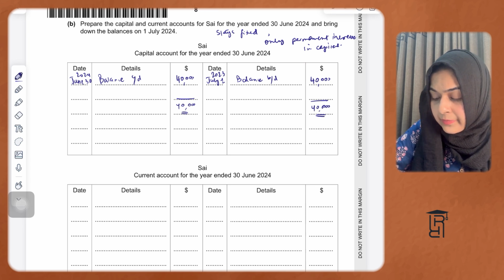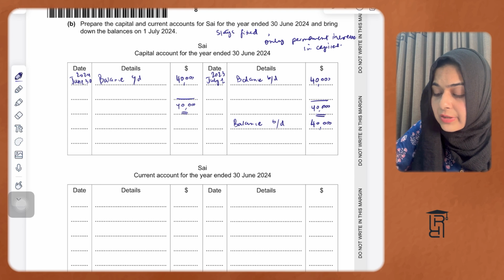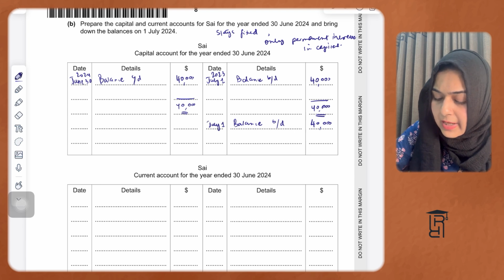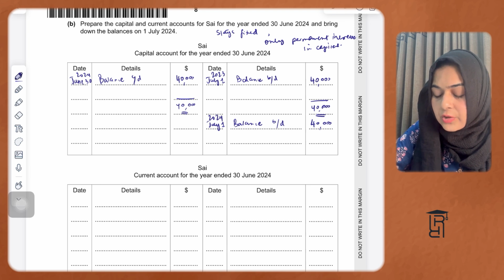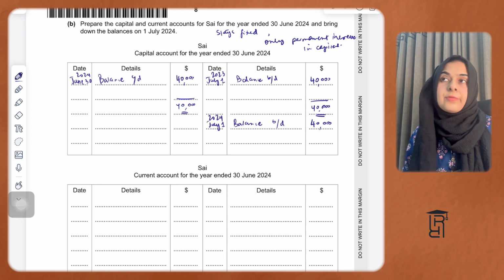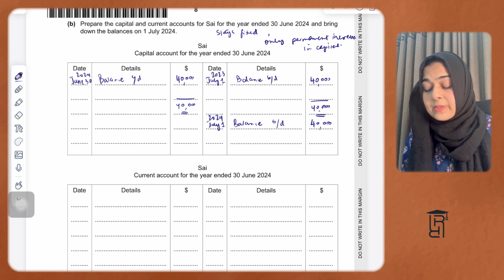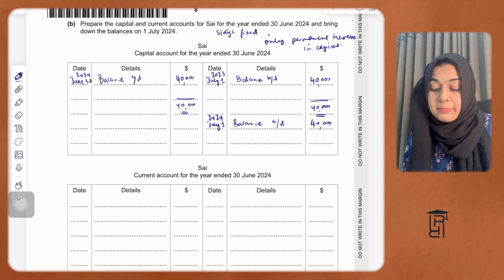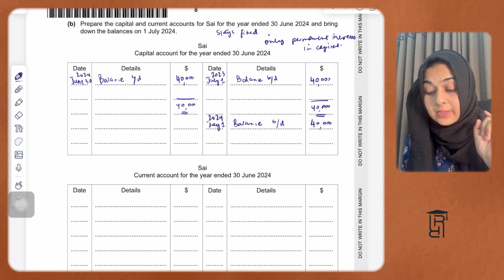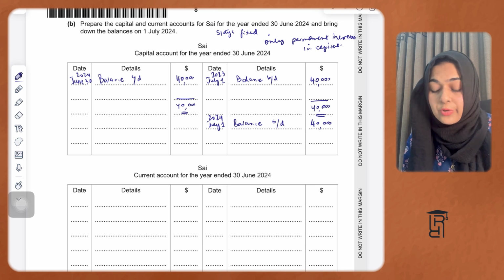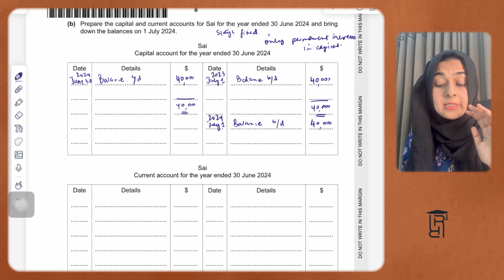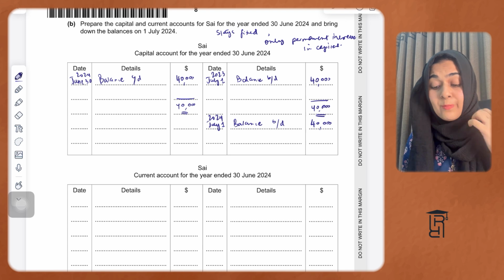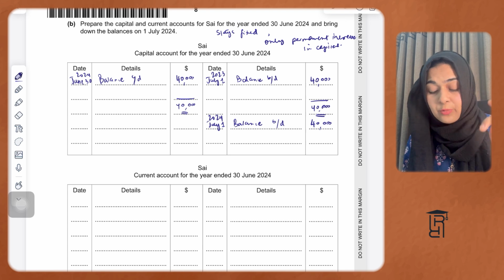Then I will make this balance carried down my balance brought down. I'll write balance brought down, 40,000. This will also be my capital on 1st July 2024. So at the start of 1st July 2024, my opening balance on capital will be 40,000. That means Sai's capital account is staying fixed in this case. There is no change in capital. There was no additional capital, and no personal non-current asset of Sai brought into the business. So the capital account will stay fixed.